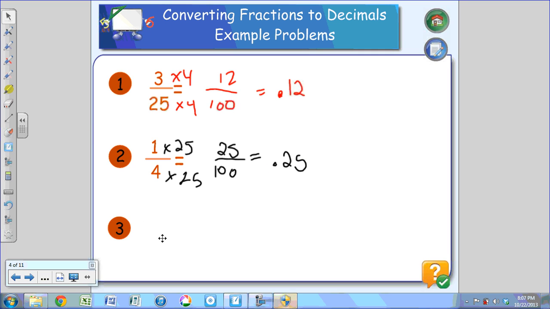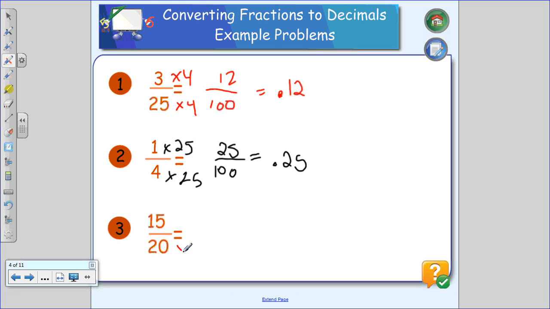And the third one, 15 over 20. 20 is also, I can multiply that by 5 to get 100. If I multiply the bottom by 5, I have to multiply the top by 5. So I end up with 75 over 100. 75 hundredths is 0.75.